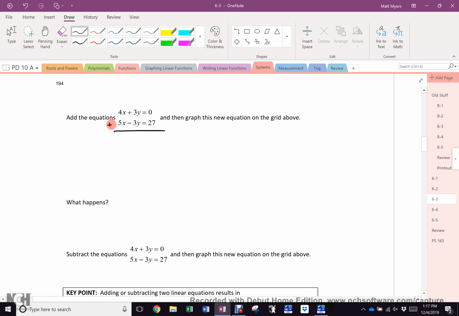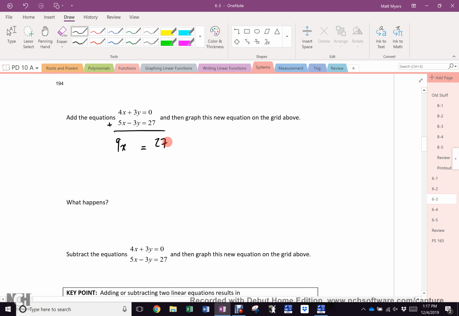When I add in algebra, what must be the case? I can only collect like terms. So this 4x can only add to this 5x, yes? So how many x's will I have at the end? Excellent. What happens here? 3 plus -3 is 0y, which I would never write down, would I? No. Equals what? 27. Everybody agree?